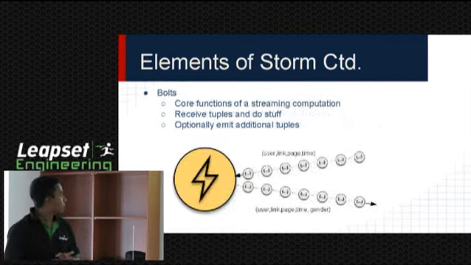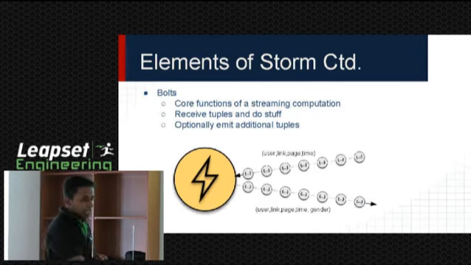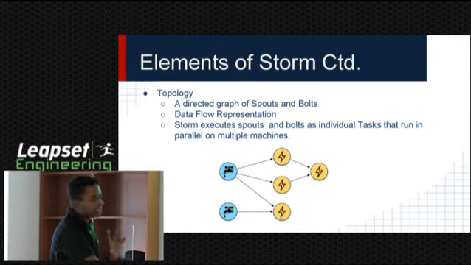The next one is called a bolt. A bolt represents a streaming computation. So I have given an example here: percentages of clicks by male users and clicks by female users.